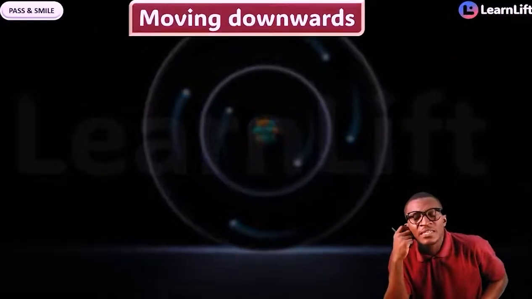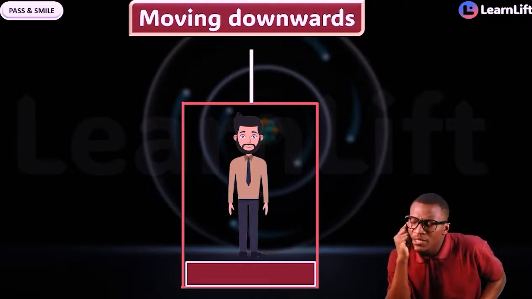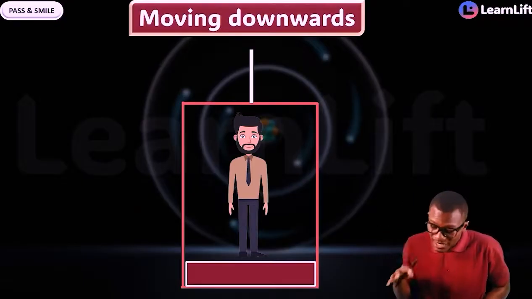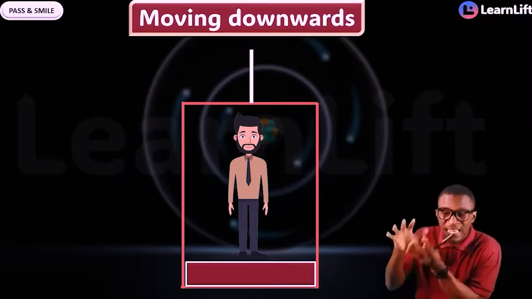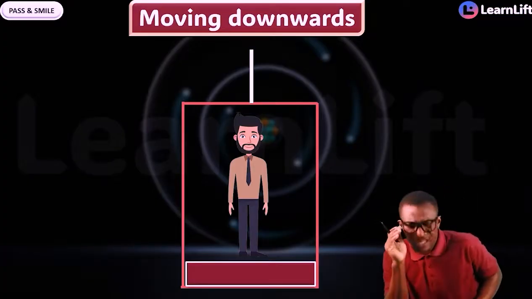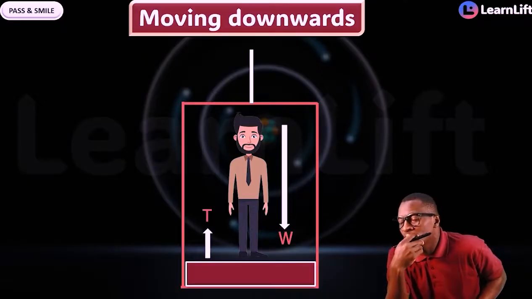Let's see what if the man is moving downward. Now, give me a lift. The man is in the lift. If the man is moving downward, give me the tension and the weight, which will be bigger. Because the elevator is moving down, the man's weight is bigger. So this is the man's weight, which is bigger, and this is the tension.